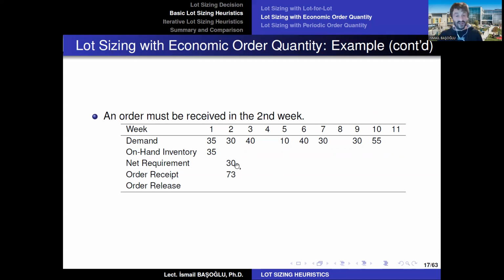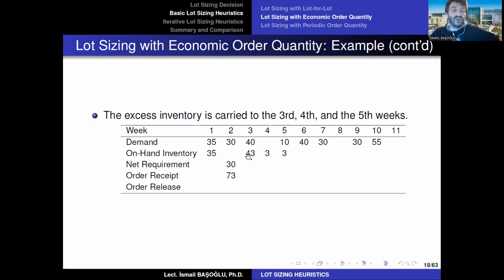Now that we have a net requirement, we are planning an order receipt of 73 units, which is our economic order quantity, exactly in the second week. Now, these 73 units of inventory will meet the net requirement of the second week, which is 30 units. This means 43 units of inventory will be carried to the next period.